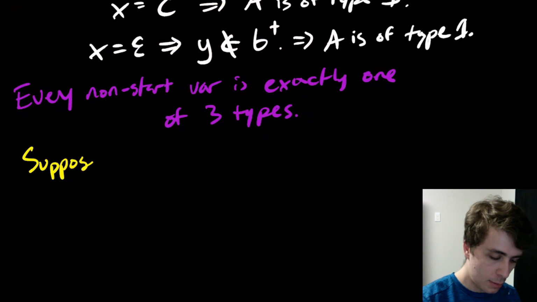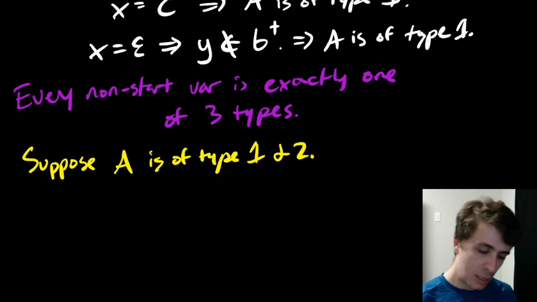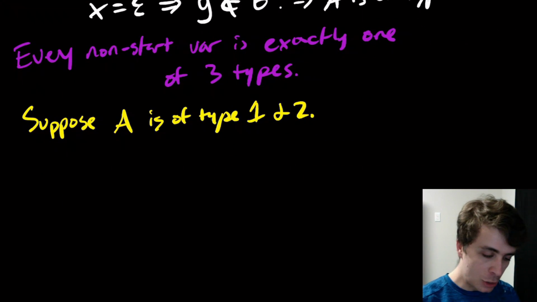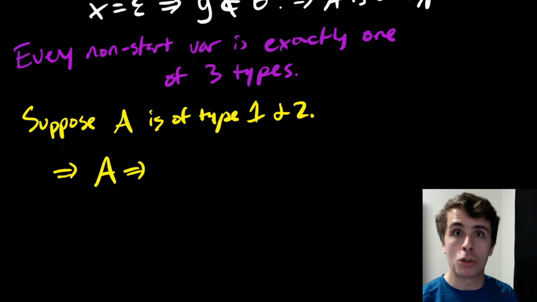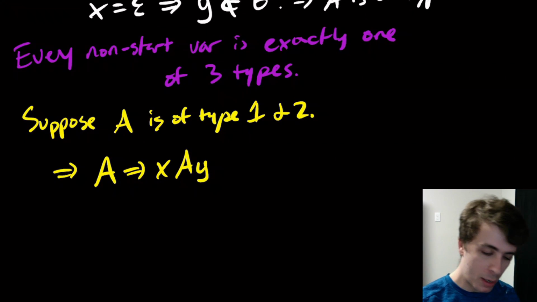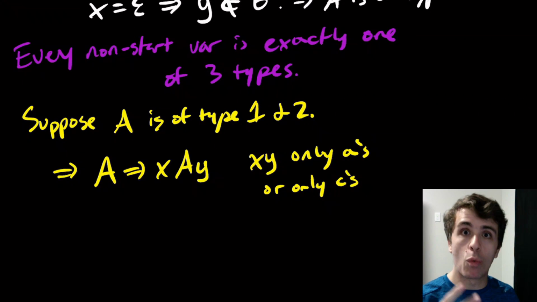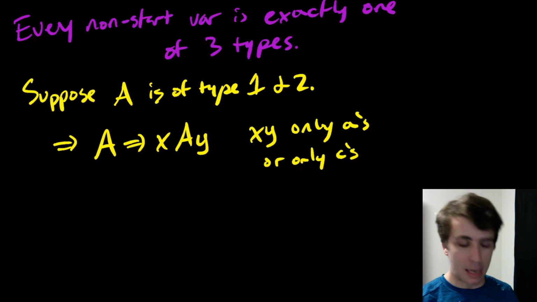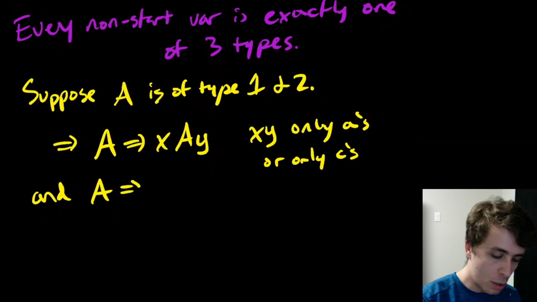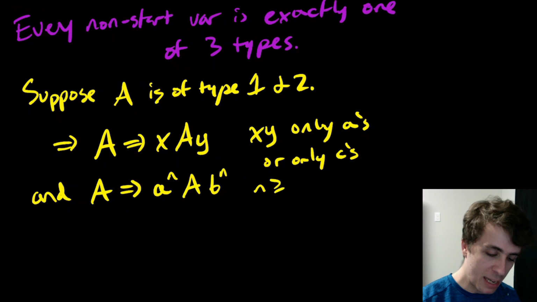So suppose that the variable a that we're interested in is of type 1 and 2 simultaneously. Then by that logic, because we're in an almost looping grammar, a will generate something of the form x, a, y, where x and y are only a's or only c's. It can't be only b's because we proved that can't be the case before. So then we can also deduce that a will generate a to the n, a, b to the n for some n, where n is at least 1.